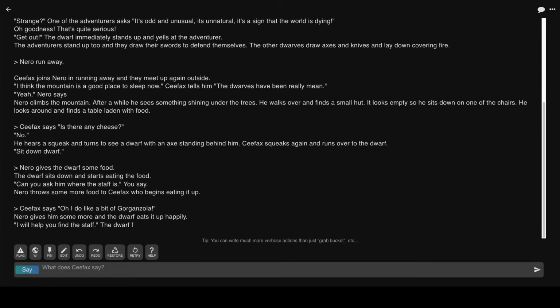Nero gives him some more, and the dwarf eats it up happily. Wait, is Ceefax a dwarf now? Wait. Oh. I will help you find the staff.